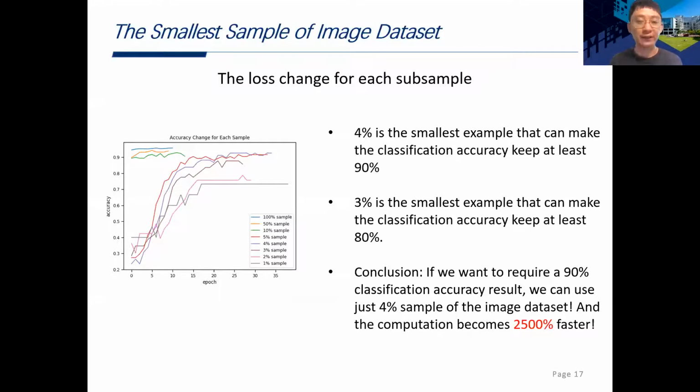As you can see in the left figure, 4% is the smallest example that can make the classification accuracy keep at least 90%. And 3% of the image dataset is the smallest example that can make the classification accuracy keep at least 80%. And here I can conclude that if you want a 90% classification accuracy result, we can use just the 4% sample of the image dataset, and the computation time becomes 25 times faster. Next, please.